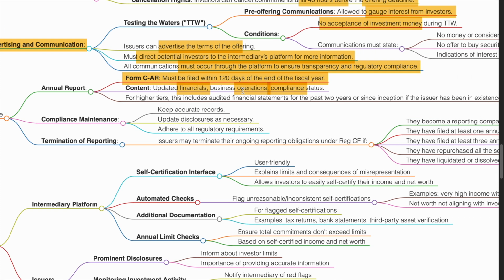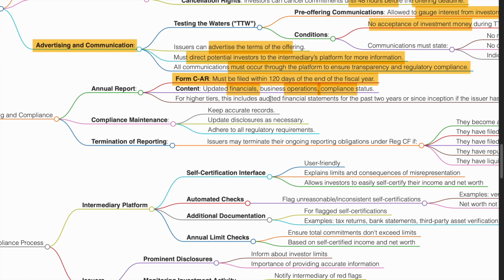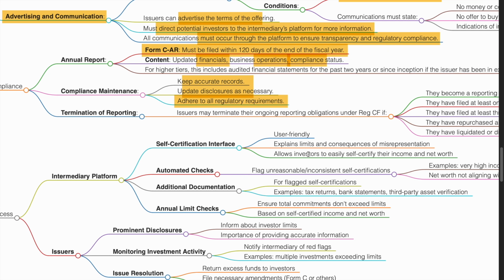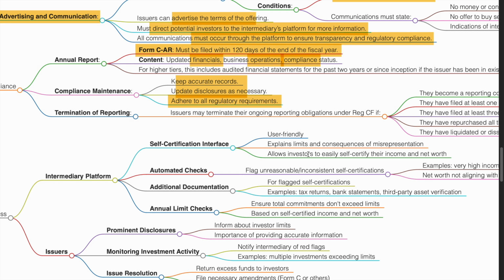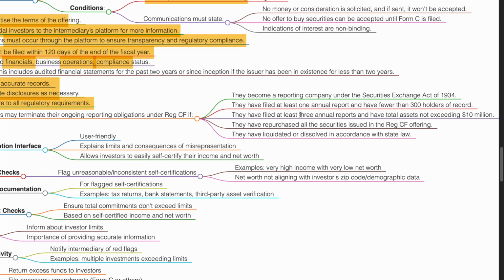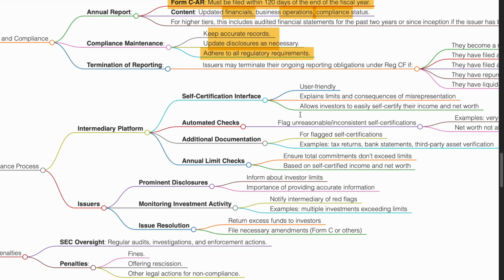And as we mentioned before, obviously for higher tiers, this will also include audited financial statements for the past 2 years since inception. So how do you maintain compliance? I mean, look, it's a lot of common sense type stuff, right? You're going to keep accurate records. You're going to update your disclosures as necessary. Obviously adhere to all the regulatory requirements. It's also worth mentioning that issuers may in fact terminate their ongoing reporting obligations if any one of these various things happen. I'm not going to waste your time running through and just reading all this. These are sort of exceptions to the rule, but the point is there are ways to terminate this ongoing annual reporting requirement.